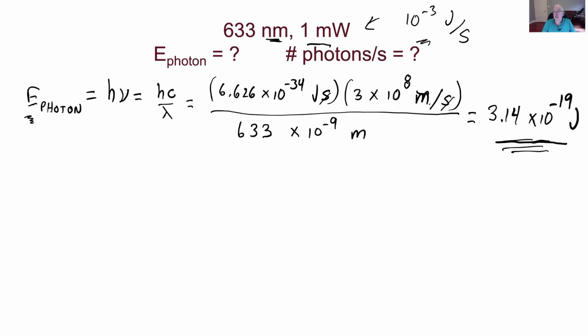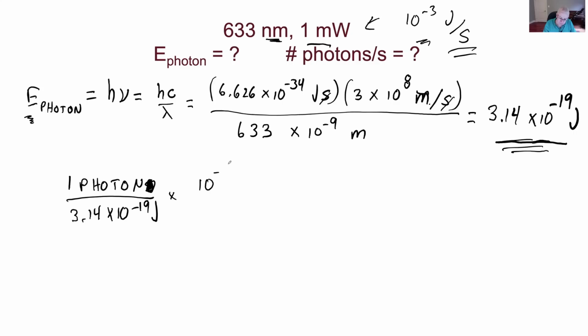And so I might do this by saying something like, let's do it this way. Let's say that I have 1 photon. I'm trying to get to photons per second, right? So 1 photon has an energy of 3.14 times 10 to the minus 19 joules, right? If I take that and I say, I want this amount up here, I know I need to get 10 to the minus 3 joules every 1 second.